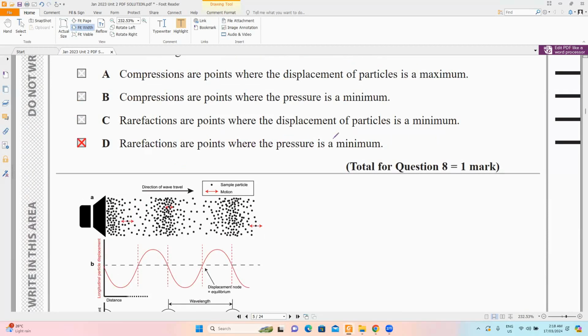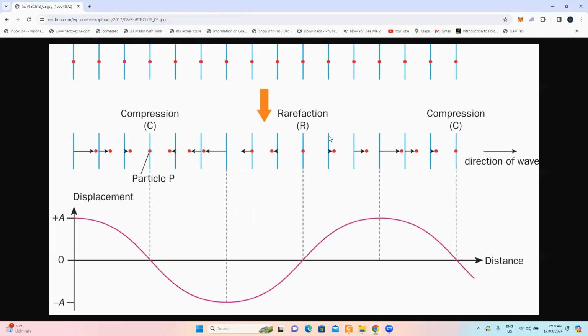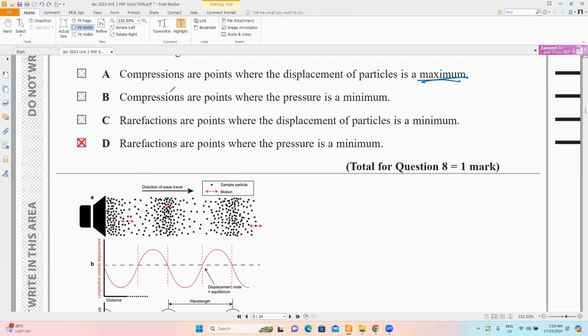Rarefactions are points where pressure is a minimum. So let's look at the other options as well. Compressions are points where displacement of particles is maximum. No. At both compression and rarefaction, this is what we just saw here. At both compression and rarefaction, displacement is minimum or 0. Compressions are points where pressure is minimum. No, compressions are where pressure is maximum because particles are bunched up here. Rarefactions are points where displacement of particles is the minimum. Displacement is not minimum, displacement is 0, not just minimum.